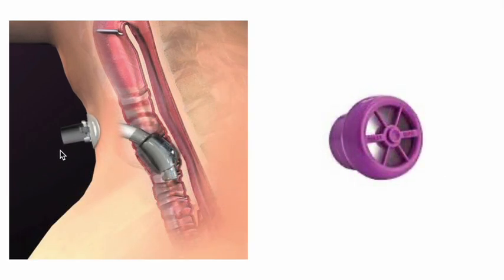So when the Passy-Muir valve is in place, it's very important that the tracheostomy cuff be deflated, because the Passy-Muir valve is a one-way valve that does not let air out through the tracheostomy tube. And if the cuff is inflated, there's no way for air to escape. It can't go up the trachea and out the mouth, and it can't go out of the tracheostomy tube. So anytime the Passy-Muir valve is on, the tracheostomy balloon has to be deflated.